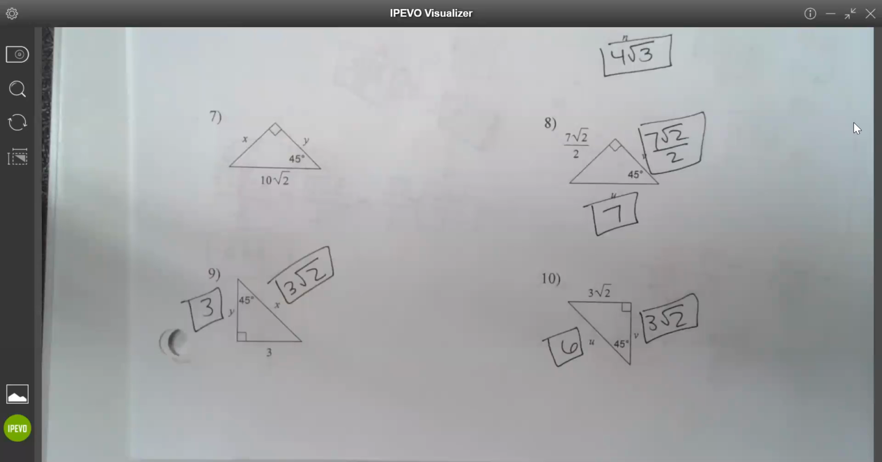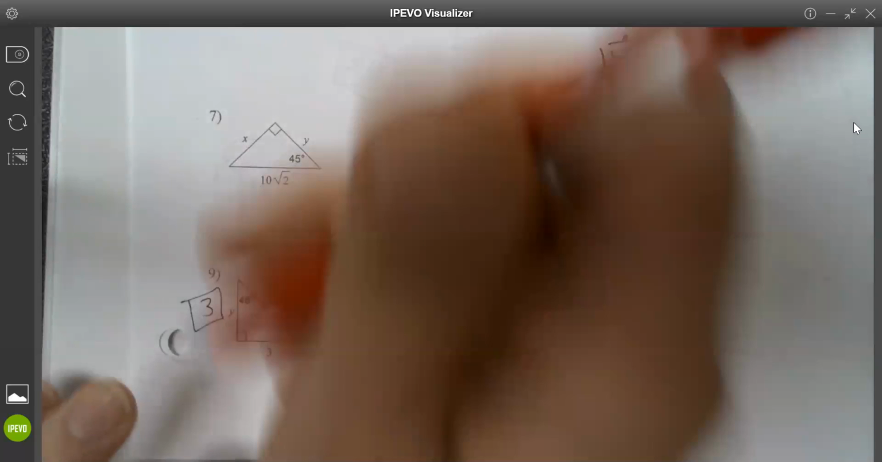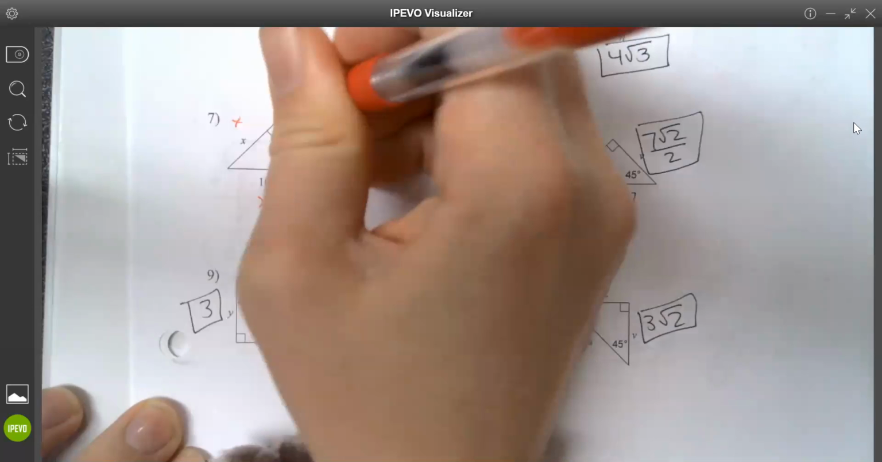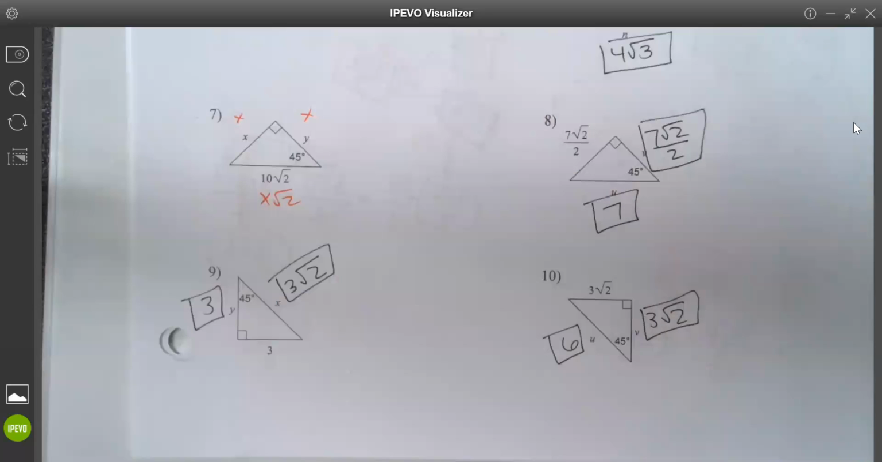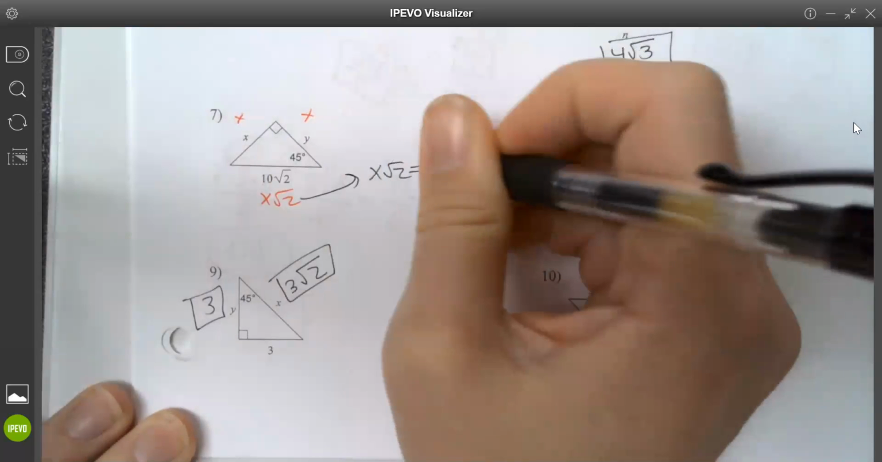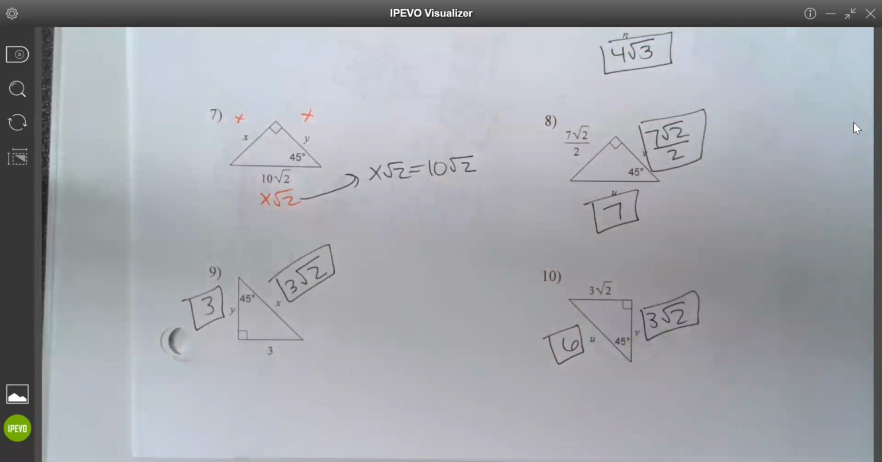Okay, so now just looking at 7. 7 again, I like this one because we haven't seen one quite like this yet. Here's my hypotenuse, so this is my x rad 2 side, x, x. This one's actually an easy solve. It gives me a side that's not x, but I don't have as much work when it's equal to a number times rad 2.